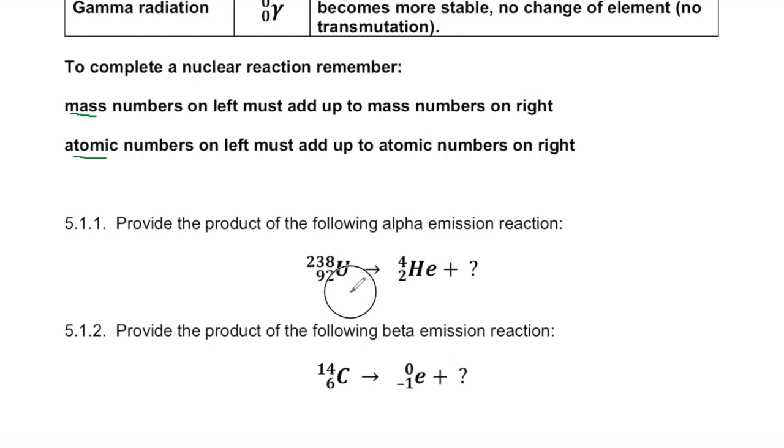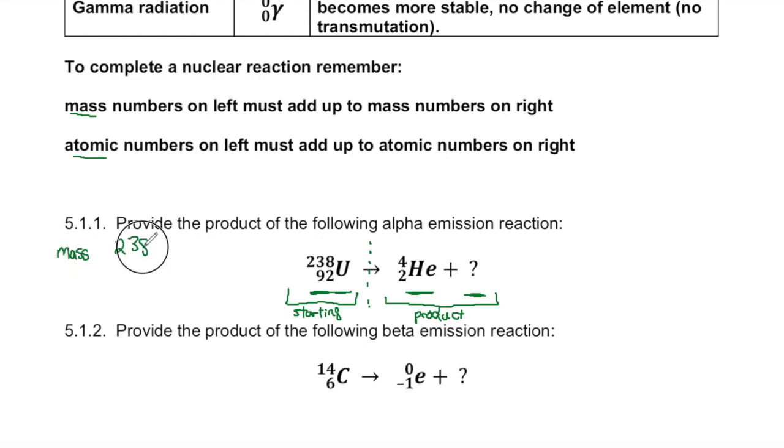So this first example over here, we have one nucleus on one side of the arrow, we have a particle getting emitted, and then there is something else that results when that particle gets emitted. So this stuff on the right is the products, and the stuff on the left is the starting material or the reagents. And we have to have the mass number on the left side of the arrow add up to the mass number on the right side of the arrow. So on the left side of the arrow, here's our mass number. We have a mass of 238.